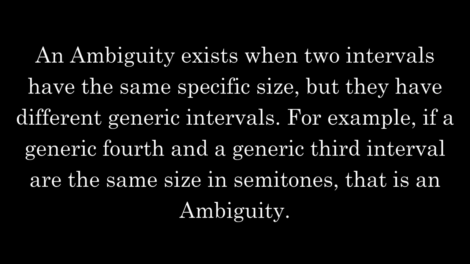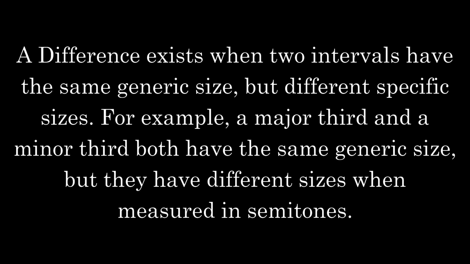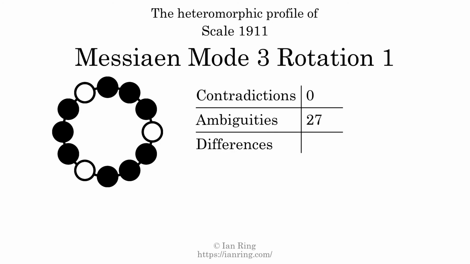An ambiguity exists when 2 intervals have the same specific size, but they have different generic intervals. For example, if a generic fourth and a generic third interval are the same size in semitones, that is an ambiguity. The number of ambiguities in this scale is 27. A difference exists when 2 intervals have the same generic size, but different specific sizes. For example, a major third and a minor third both have the same generic size, but they have different sizes when measured in semitones. The number of differences in this scale is 108.